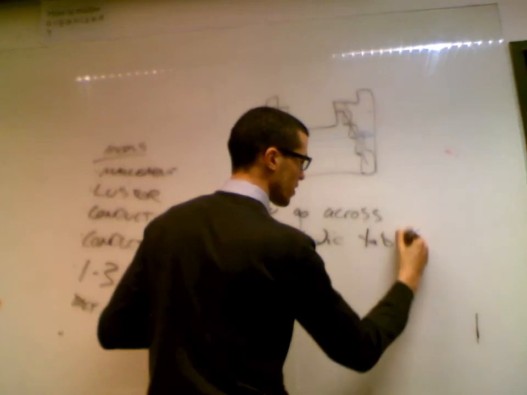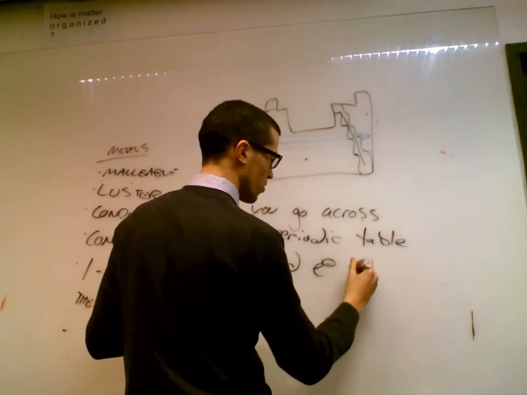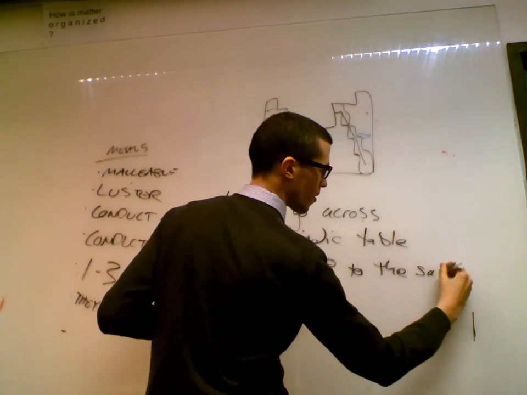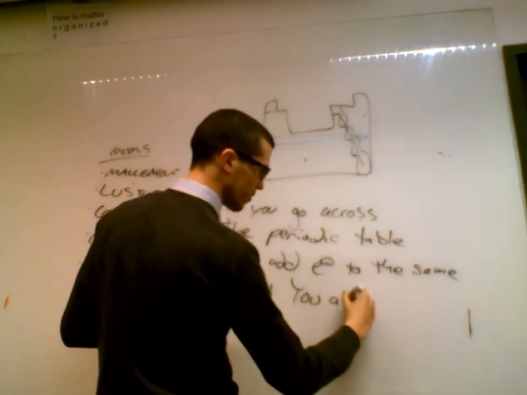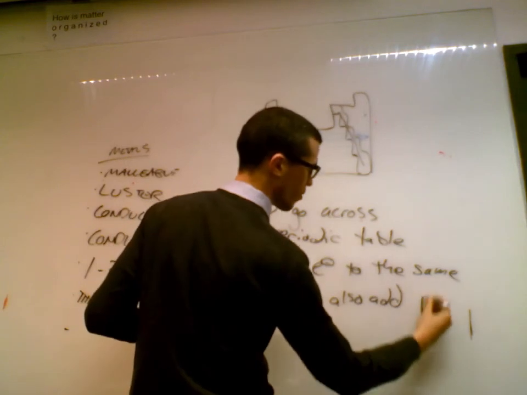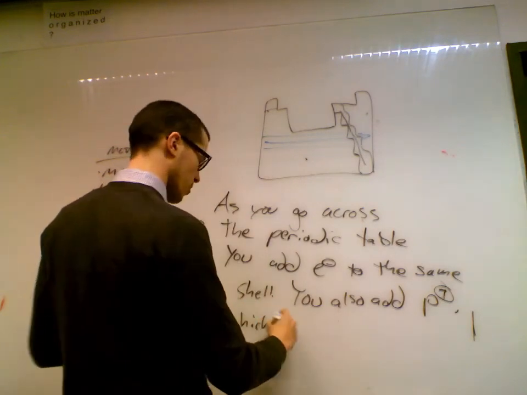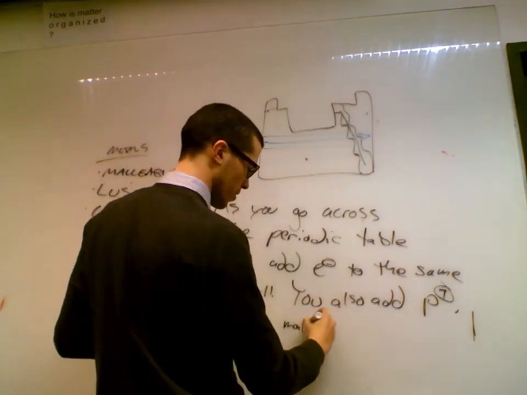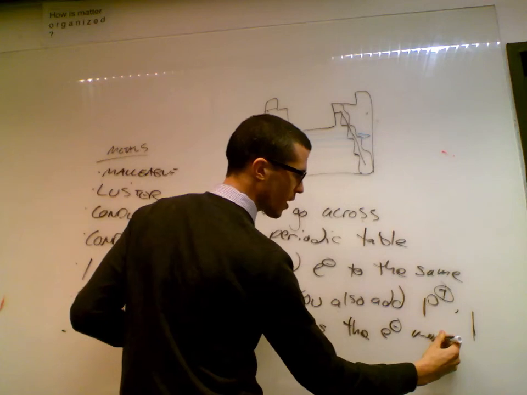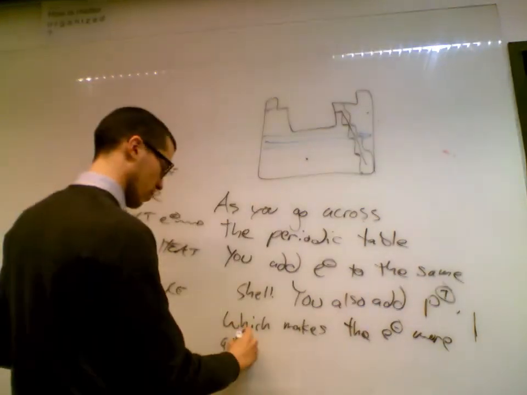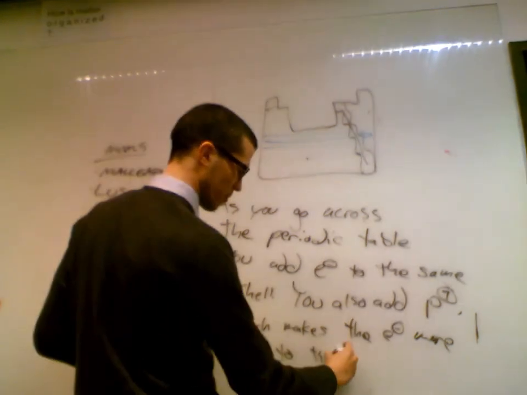As you go across the periodic table, you add electrons to the same shell. You also add protons, which makes the electrons more attracted to the nucleus. Well, it's a long sentence.